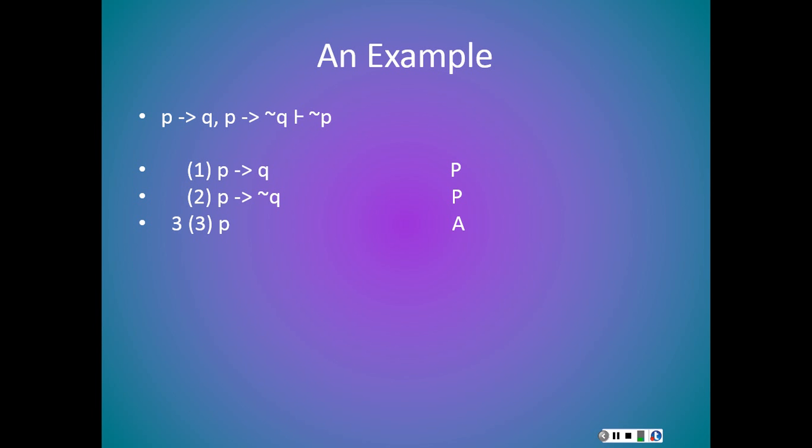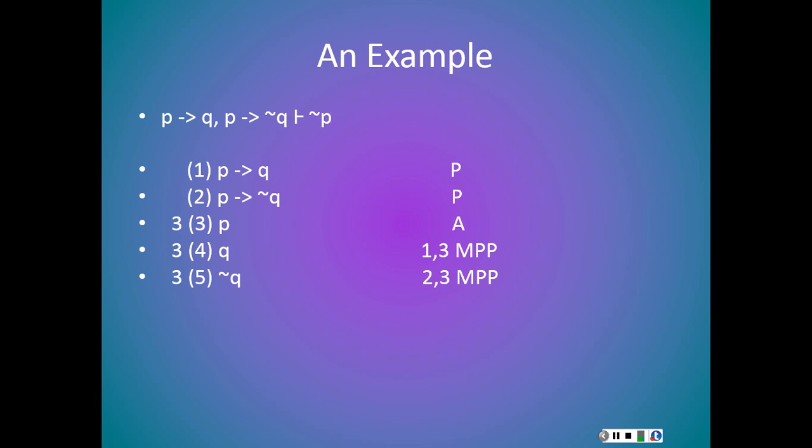It's not entirely clear what I can do at this point, but one thing I do note is that I have these two conditionals on lines 1 and 2, and I have their antecedent on line 3, so that puts me in a position to apply modus ponens. So I'm going to go ahead and do that. I apply modus ponens to lines 1 and 3, that gives me Q. I apply it again to lines 2 and 3, that gives me not Q.